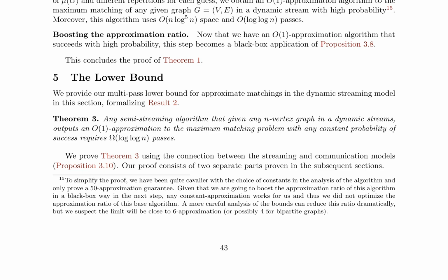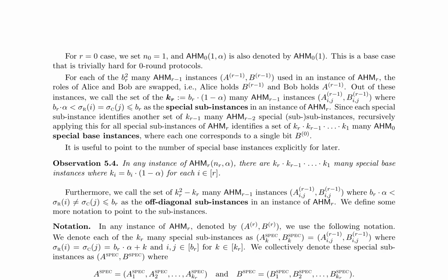The authors prove that any R-round protocol solving AHM with a certain probability of success must have a communication cost of at least a specific value. This result is then used to construct graph instances corresponding to the AHM problem, showing a connection between any p-pass dynamic streaming algorithm for approximate maximum matching and AHM, where R equals 2p+1. The paper also discusses the lower bound on the space complexity for computing an O(1)-approximate maximum matching in a graph, using the AHM problem.